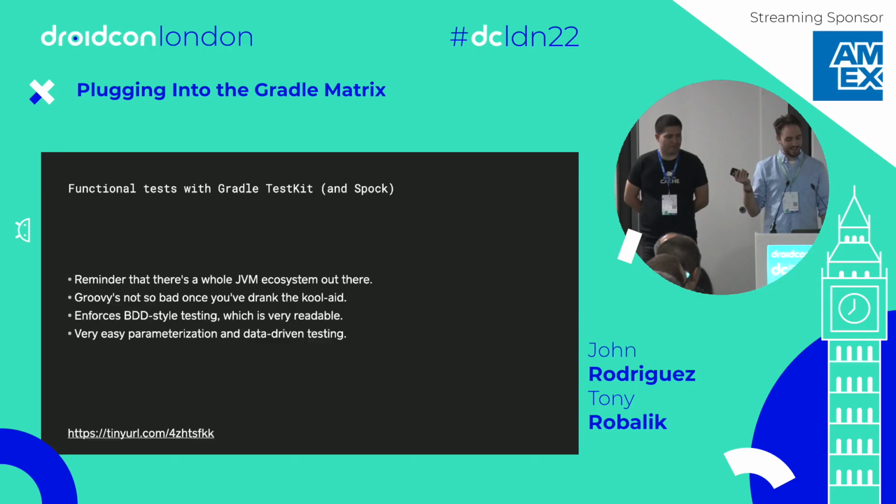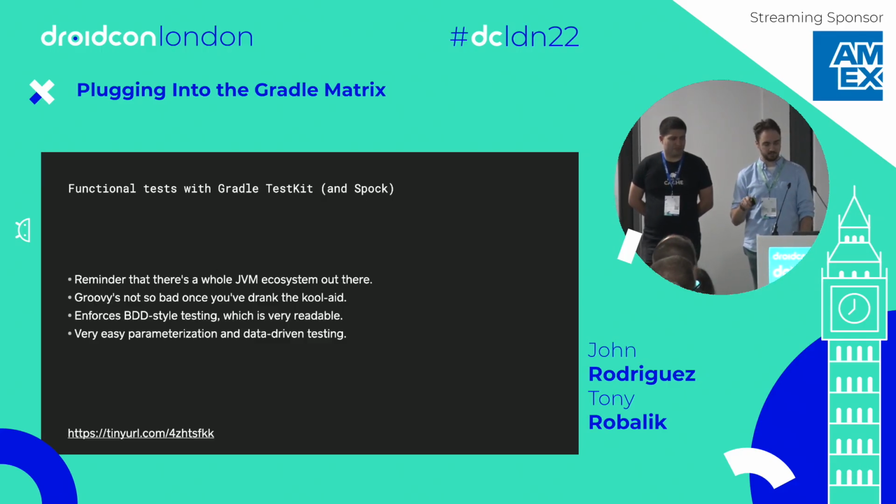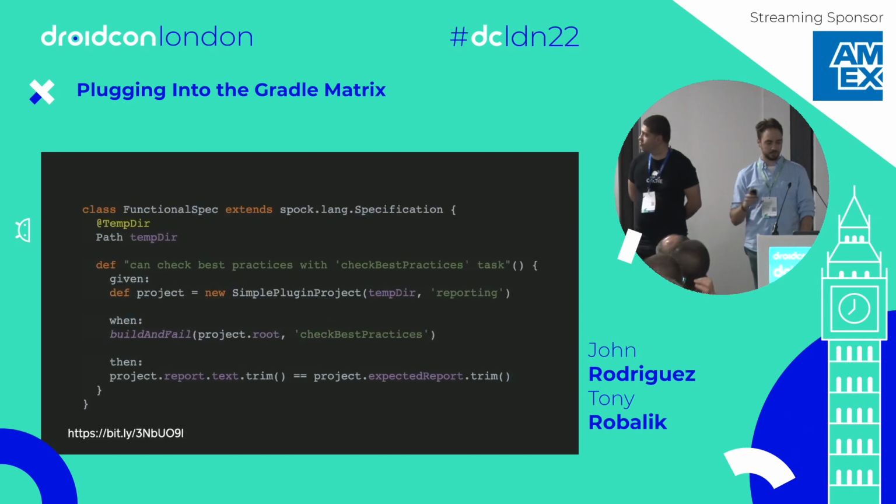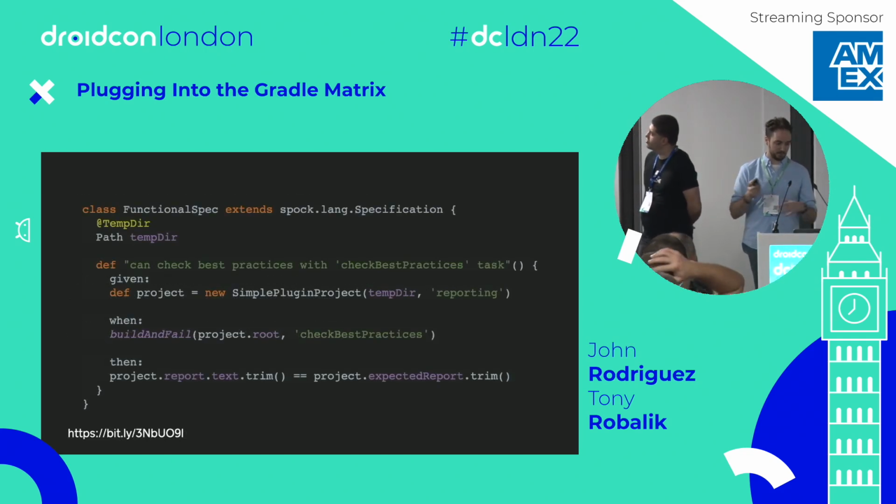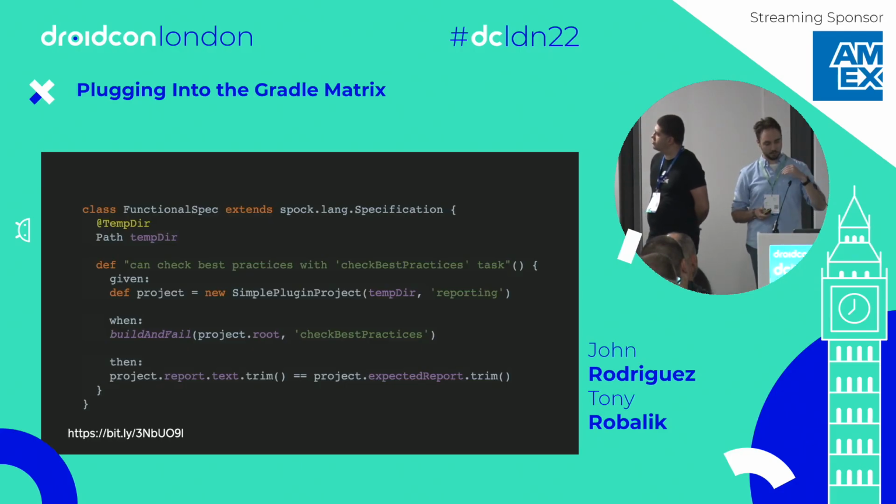So I want to remind you that there are other languages out there besides Kotlin. Groovy is not so bad. Drink the Kool-Aid. I really like the Spock test framework. It's, I think, the best test framework on the JVM. The BDD style is really nice. And importantly for this talk, parameterization and data-driven testing is really easy on it. So here's a simple example of a Spock test, a Spock spec as they prefer. This literally creates a Gradle build and then runs it as part of your test invocation. And so this is literally an example from the plugin that I will hopefully talk about in a little bit.